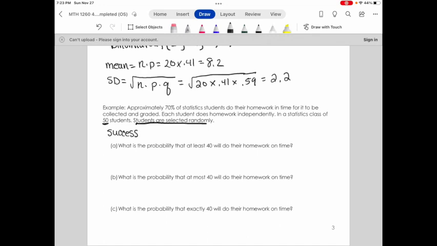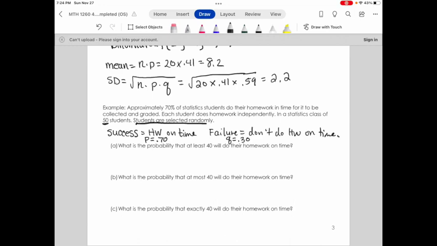So let's call success, since if you notice, all the questions are asking about students doing their homework on time. So we're going to call success students doing homework on time, and failure will be students that don't do their homework on time. Okay, so that means the probability of success, which is our P, given in the problem is 0.70, and our probability of failure, which is our Q, the complement, will be 0.30.